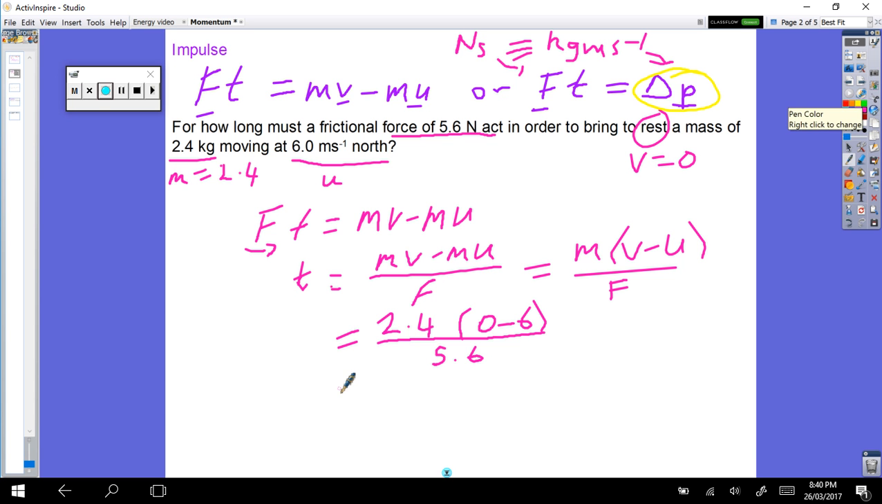You will get minus 2.65 for your answer, but really that's because the force is going to be acting in the negative direction as well, and we didn't put that in. So in fact we could put that in. The frictional force acts in the opposite direction to the direction of motion. So you put in the negative 5.6, which will turn this into a positive. That's probably a better way to think about it. So time is 2.65 seconds to bring the object to rest from 6 meters per second.